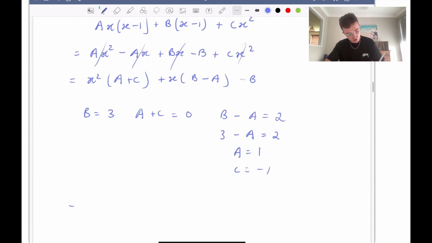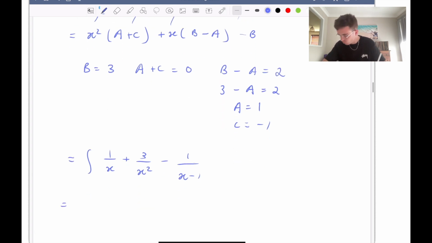So this is equal to the integral of 1 over x plus 3 on x² minus 1 on (x - 1), which is just ln of x - 3 on x - ln of (x - 1) plus c.